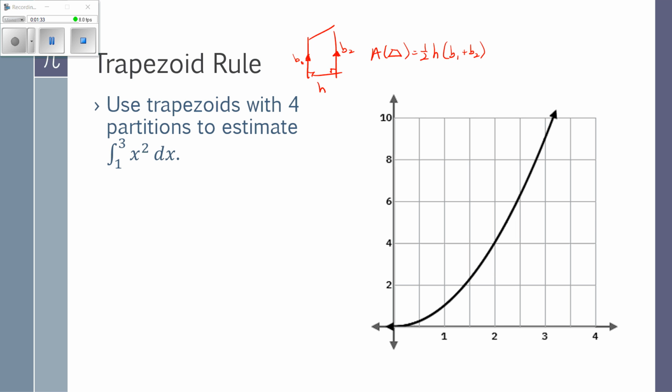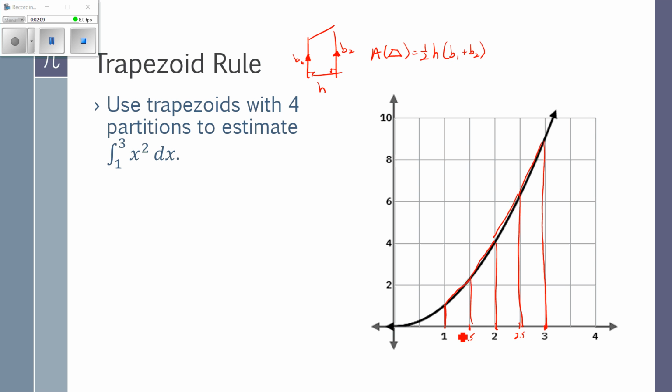So I'm going to use the same example we did RAM with way back at the start of this unit. We're going to estimate the integral from 1 to 3 of x squared. So I've got 1, and if I'm going to use 4 partitions, it's going to be at every half here. But instead of worrying about left, right, or midpoint, I'm literally just going to use each of those x values and say, well, let's connect them. And now I have 4 trapezoids.